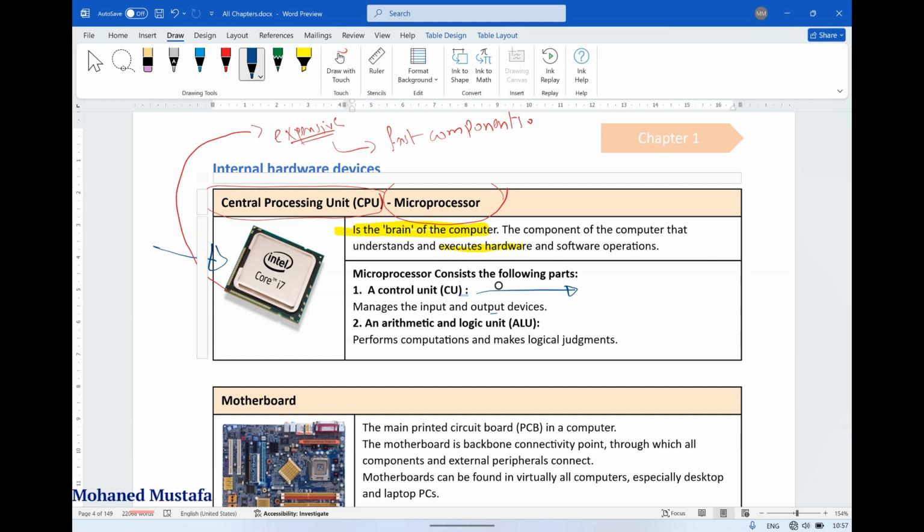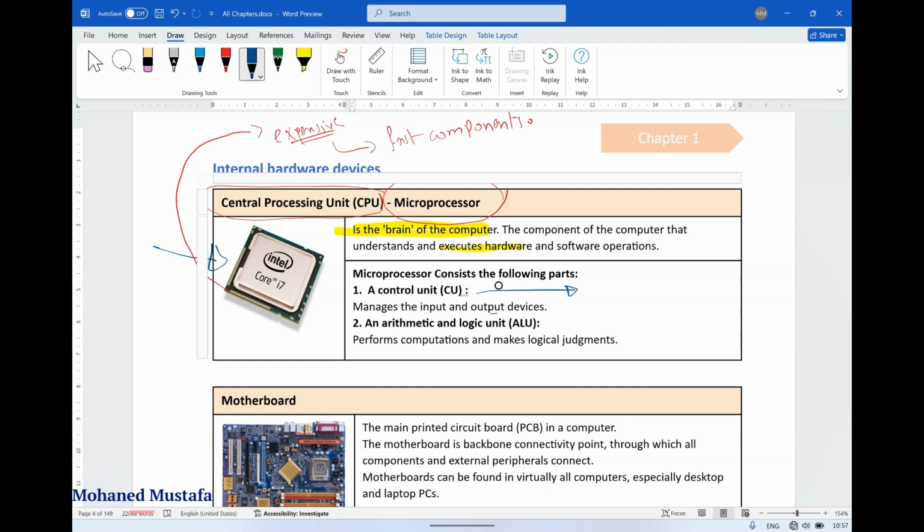Especially if you are jumping between one application and another, the microprocessor will be controlling what input devices will work, what output devices will work, and these kinds of operations. Are we good? So whenever we define it, we'll define the central processing unit or microprocessor as the brain of the computer, and it consists of two parts, the CU and the ALU.